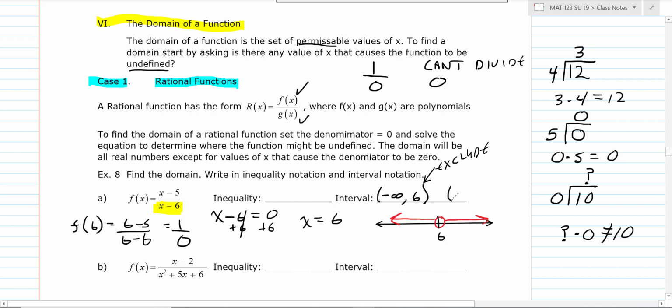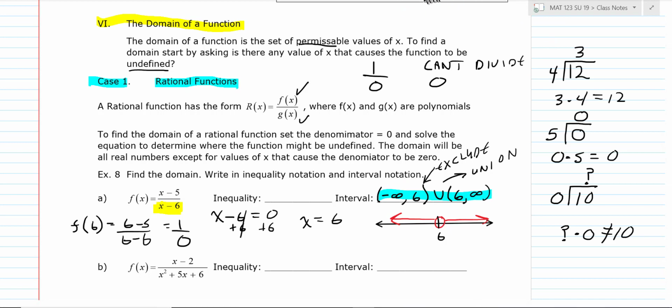So you do a 6, then infinity to the right, and then you usually use this union symbol which joins those two solutions together. So it's everything except 6. That's how you write that in an inequality. So that would be the way to write that in interval notation.